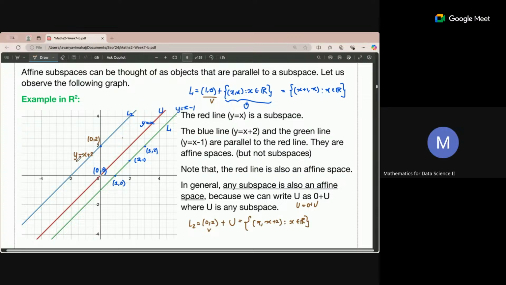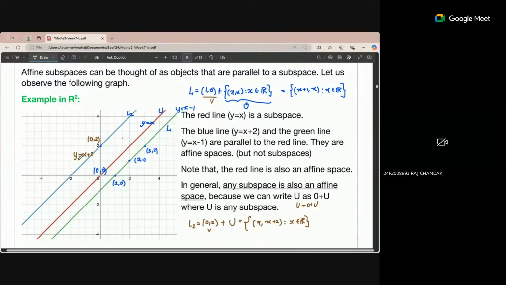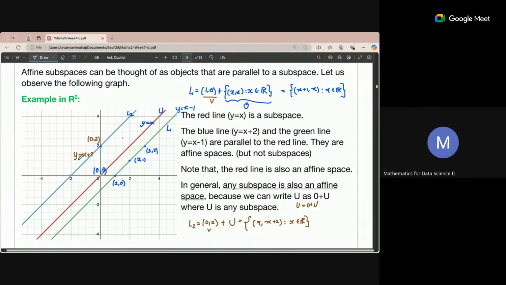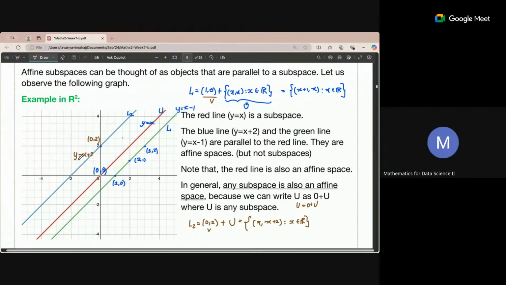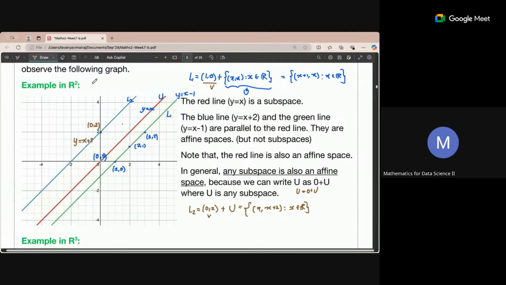Affine spaces need not be subspaces. Okay, clear? In R2, all the lines are affine spaces because each will be parallel to some line that passes through the origin. So what is the general equation of a line? You know that y is equal to mx plus c is always parallel to y is equal to mx, right? So any line with this kind of equation is an affine space in R2.